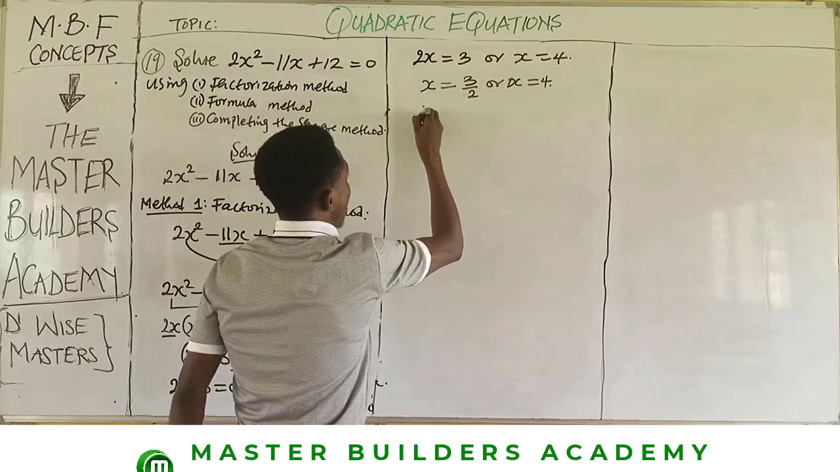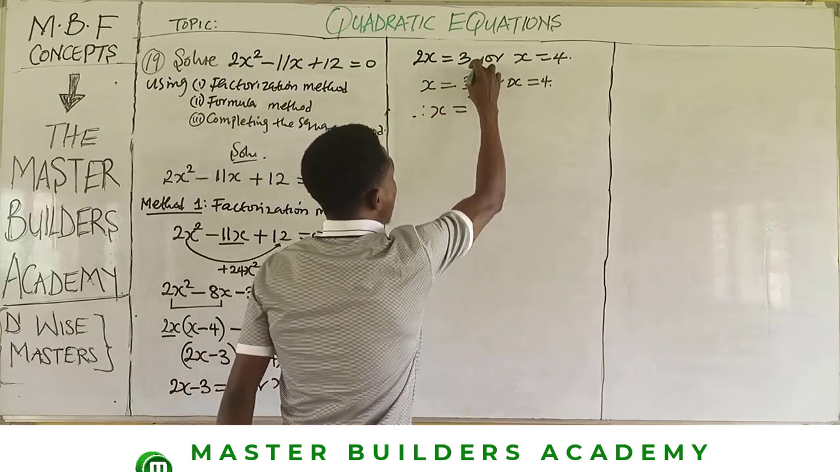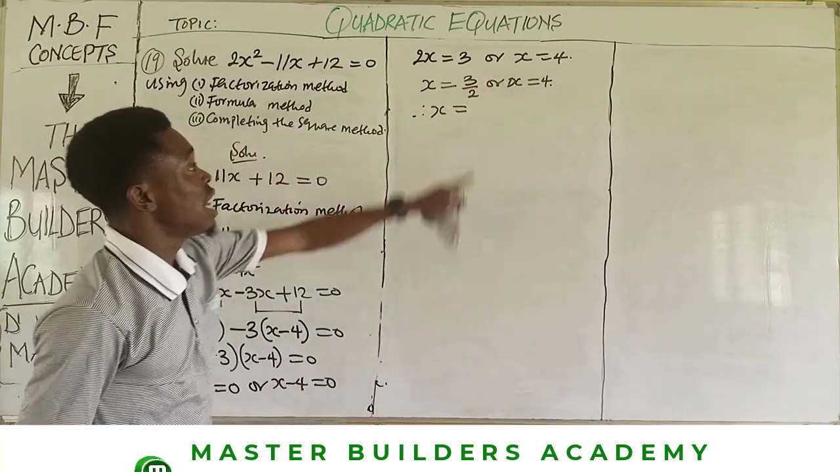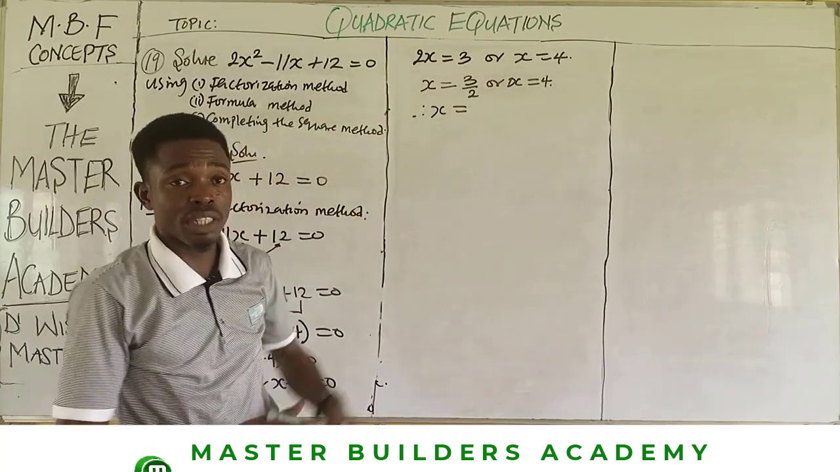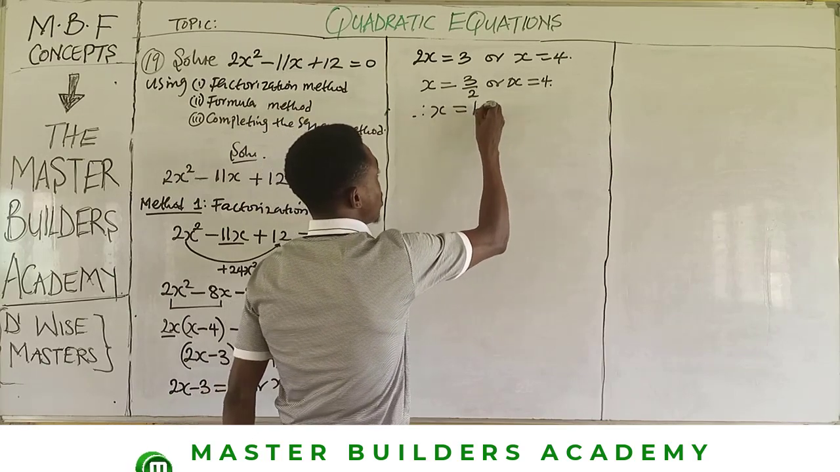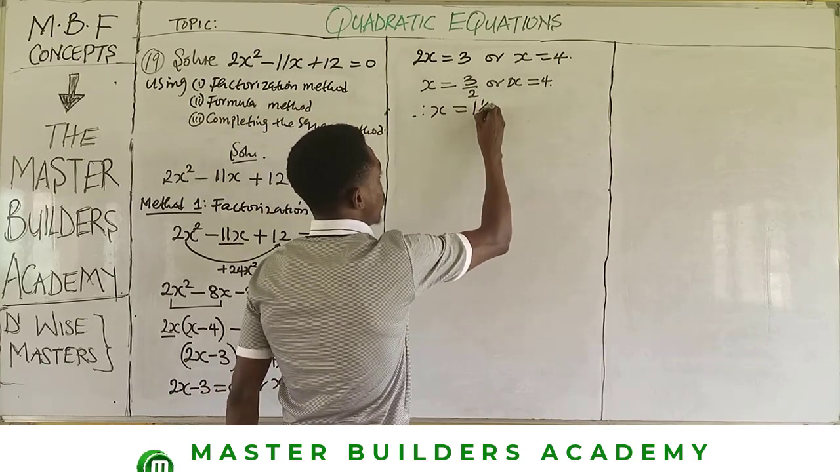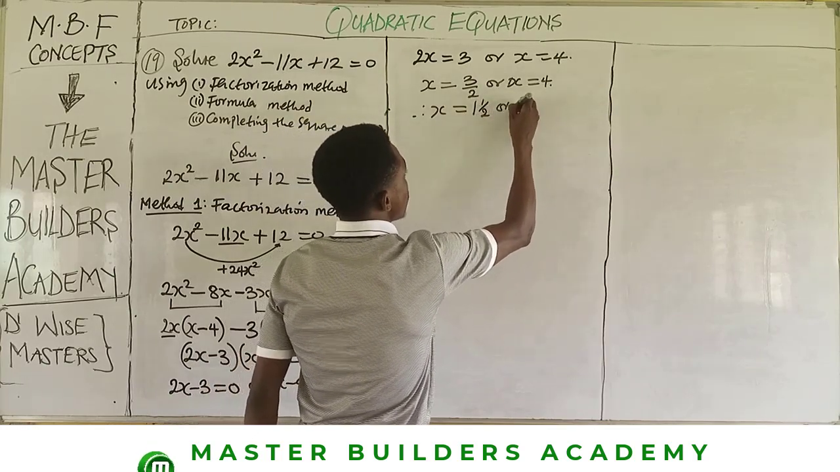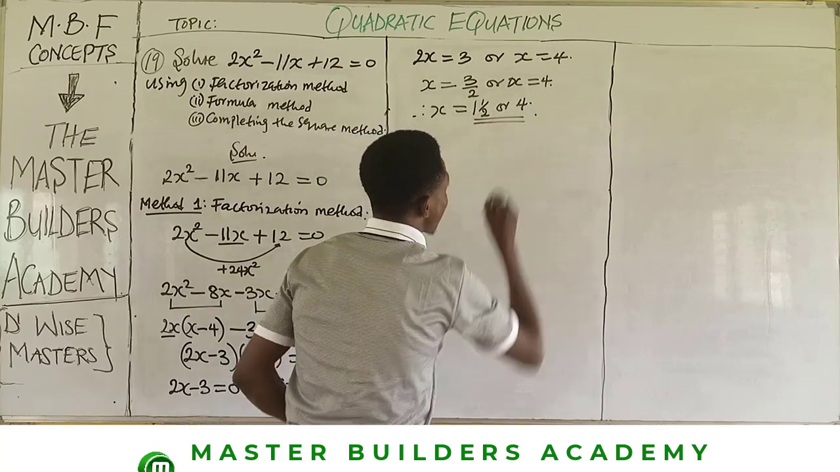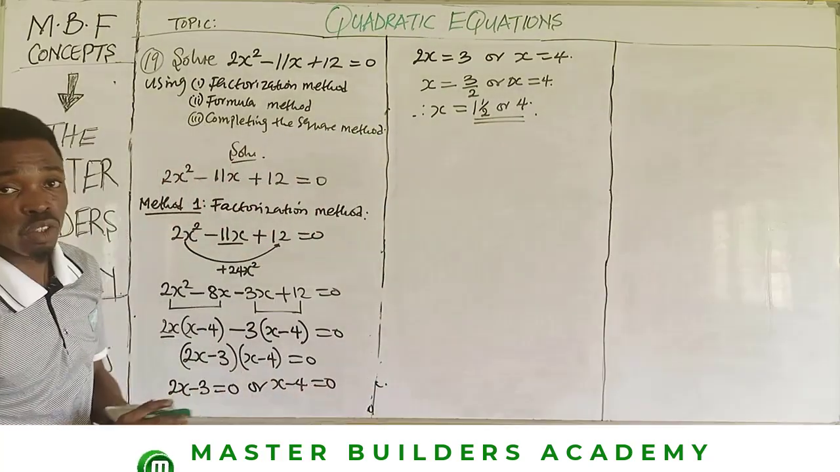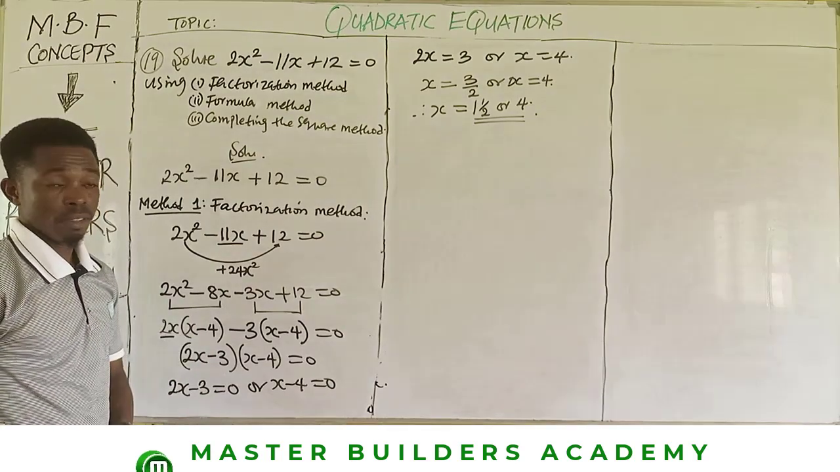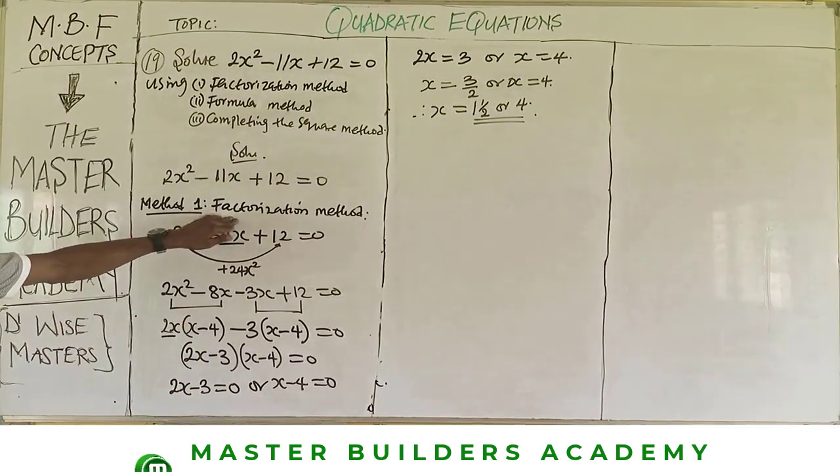Then finally, we are going to have x is equal to, we can convert this to what? A mixed fraction. Now, how many times will 2 enter into 3? Once. So we're going to have 1, and remember what? 1 over 2, or 4. This is the answer to this very question we have on the board using the factorization method.